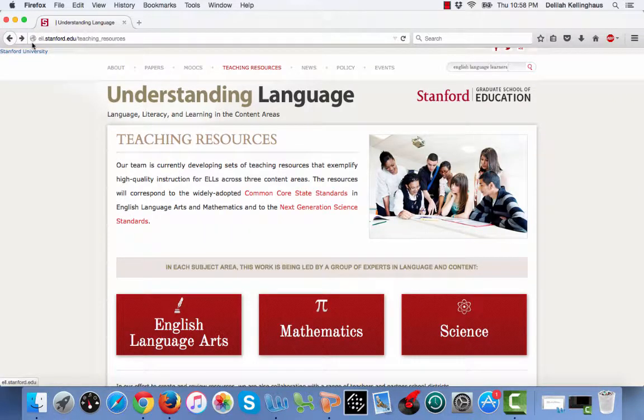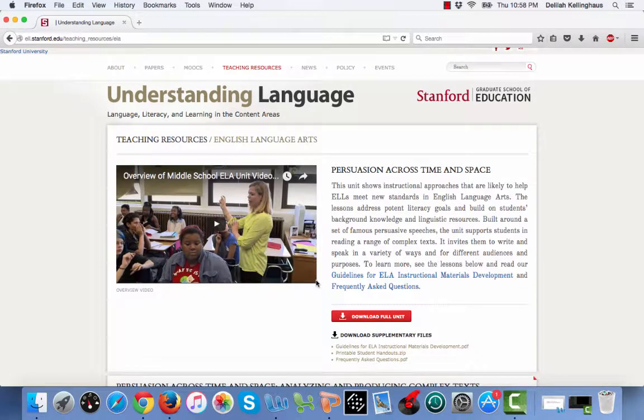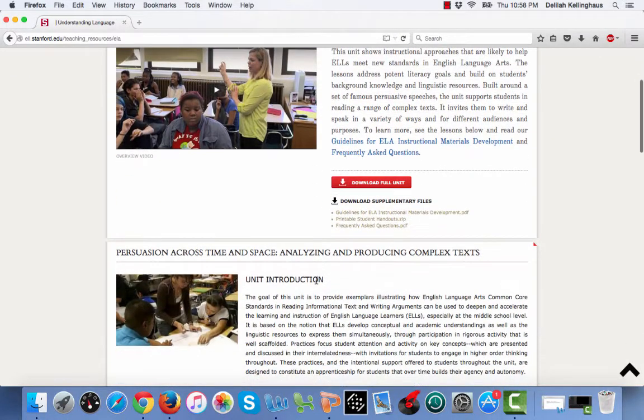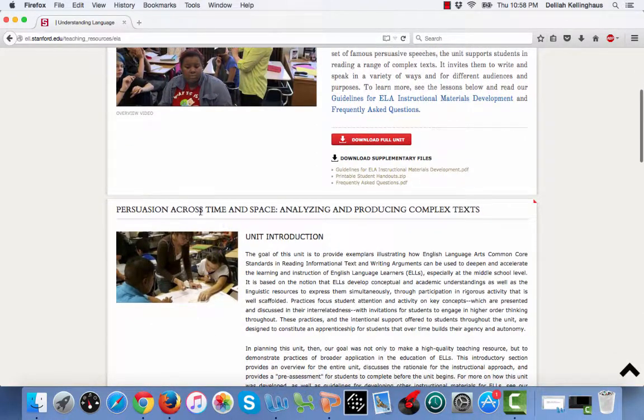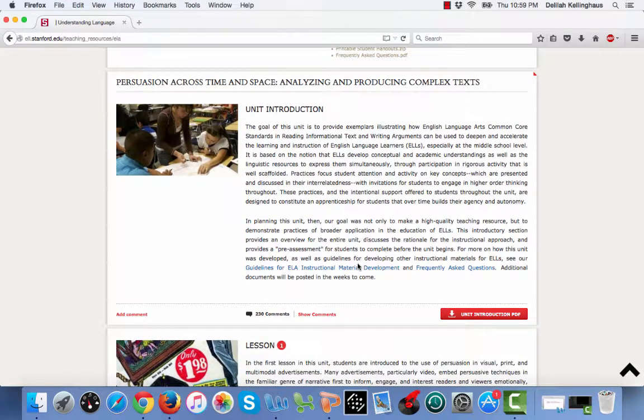I think what I like the most when I come to this website, on the language arts pages, you'll see that they have Persuasion Across Time and Space. This is actually an English language arts Common Core Standards unit, but they've developed it with English language learners in mind. As a matter of fact, you can see down here it says, in planning this unit, our goal was not only to make a high-quality teaching resource, but to demonstrate practices of broader application in the education of ELLs. And so this is a really great resource for English language learning.